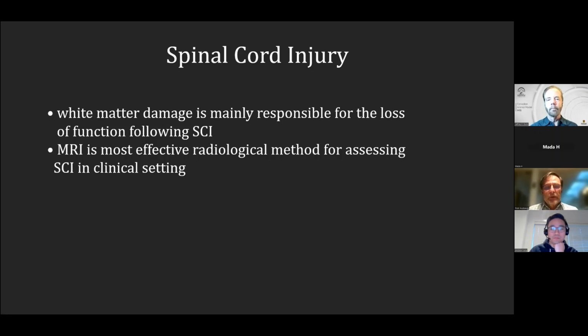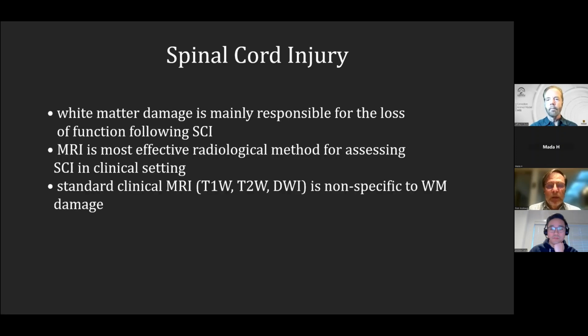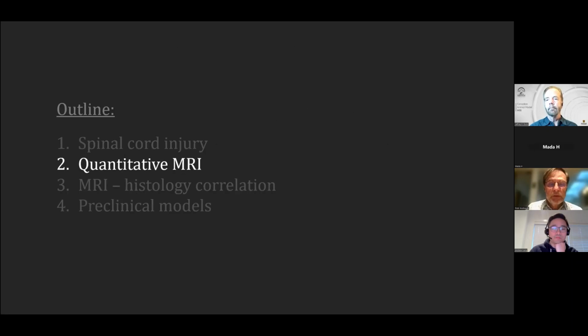Now, we know that MRI is very often used in diagnosis and as a general imaging technique for looking at the effect of the spinal cord injury in the clinic. However, the standard clinical protocols that usually involve T2-weighted images and also diffusion are not very specific. So there's always a need for some more specific biomarkers. And that's what our lab has been trying to do for well over 15 years now.